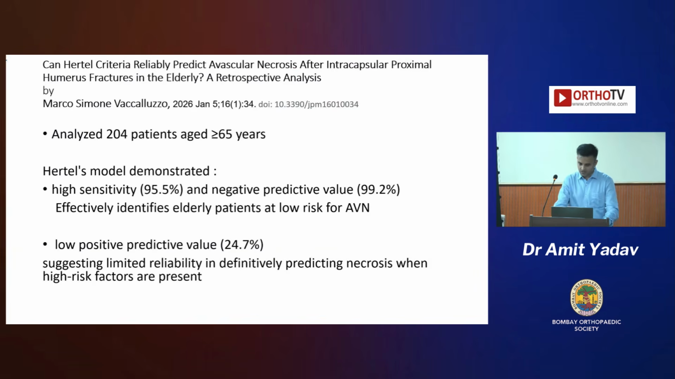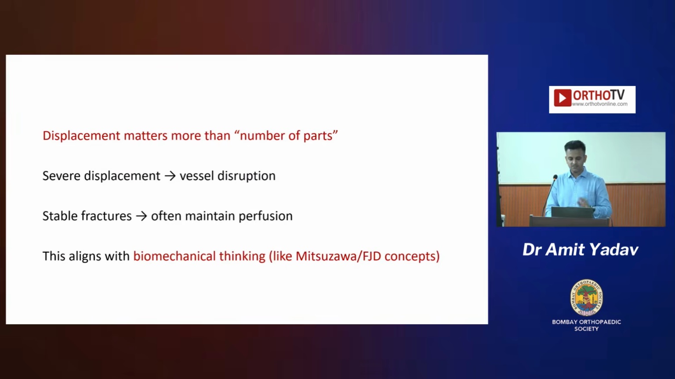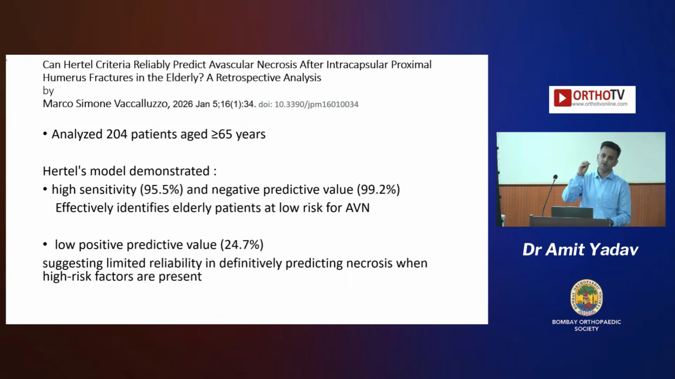Another study from Jan 26 analyzed 204 patients, in which they concluded that Hertel's criteria have a high sensitivity and negative predictive value to identify the patients who have low risk for AVN. But if the criteria are met, say for example, there are high risk criteria for AVN, the positive predictive value is less. What it actually means is that even if there are high risk criteria as per Hertel, not necessarily will the fracture go into AVN or failure.